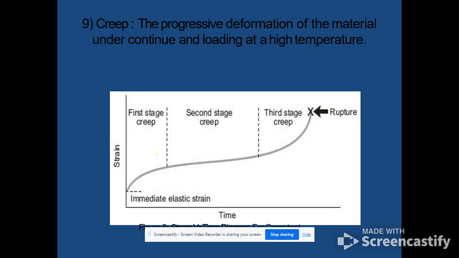And the last one is creep. The next property is creep. Creep is the progressive deformation of a material under continuous loading at high temperature. The diagram is time versus strain.